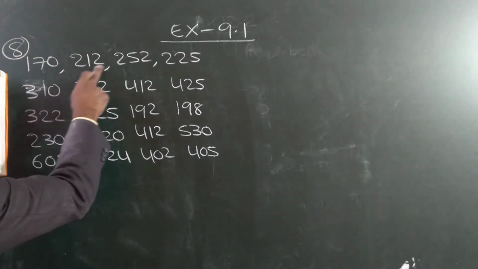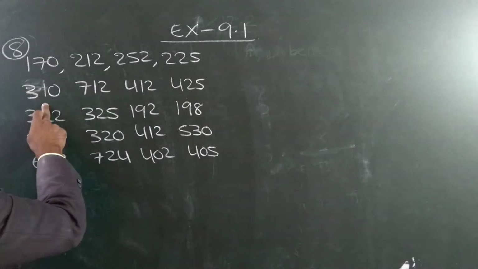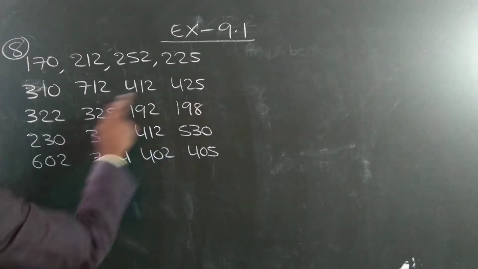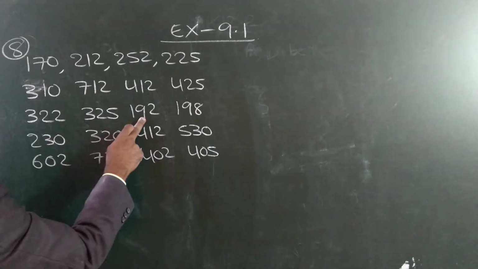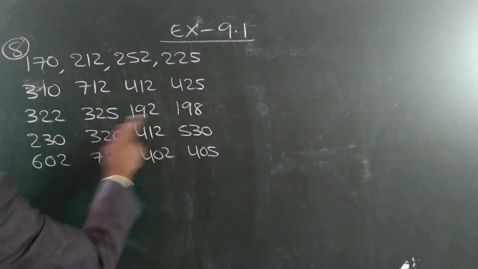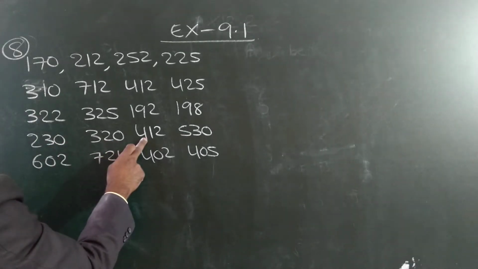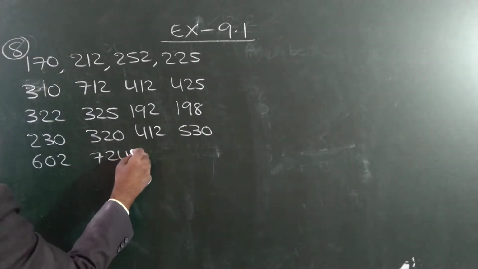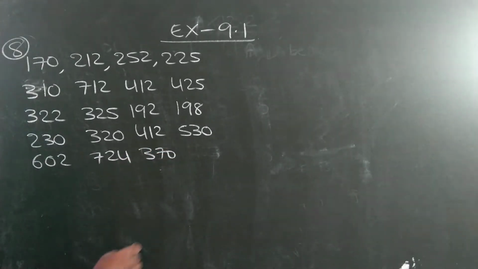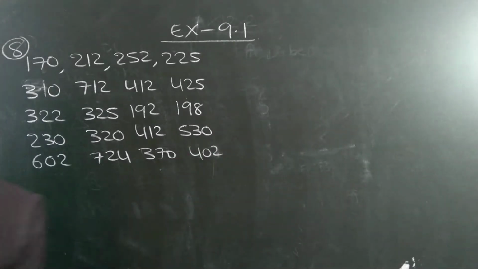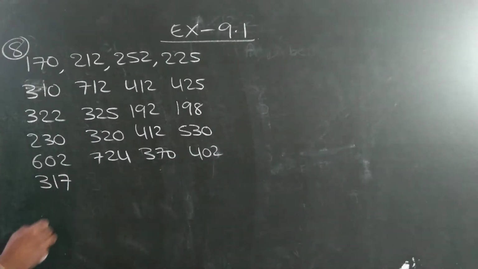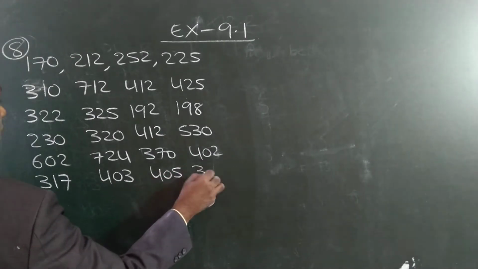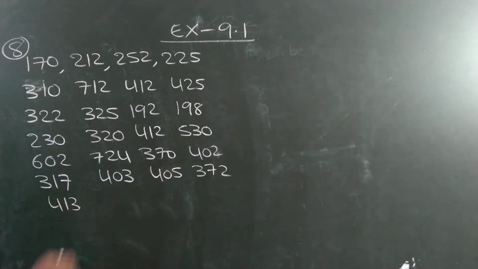170, 212, 252, 225, 310, 712, 412, 425, 322, 325, 192, 198, 230, 320, 412, 530, 602, 724, 370 and 402, 317, 403, 405, 372, 413. So this is the data given.